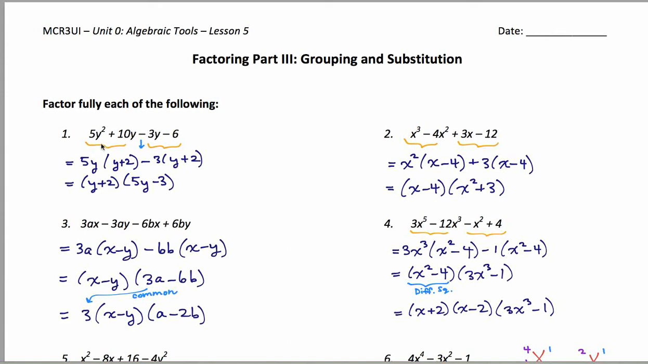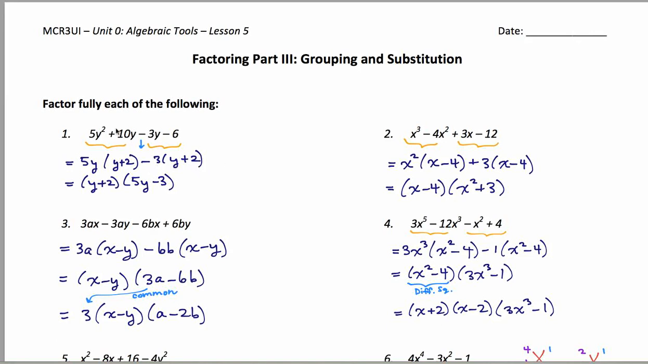So if we look at the first pair and we take out our 5y, we common factor that out, then we're left with y plus 2 as the third factor. So we've got a 5 times a y plus 2. When we want to common factor the second pair, I recommend that you factor out whatever sign is in front of the second pair. So if it's a negative, common factor the negative out. If it's a positive, common factor the positive out. And so by common factoring the -3 out, I'm left with y plus 2.